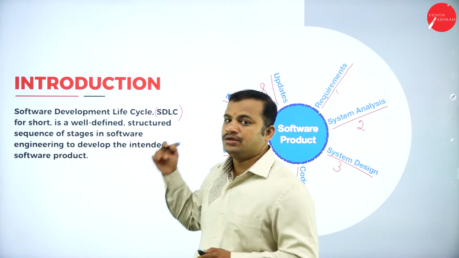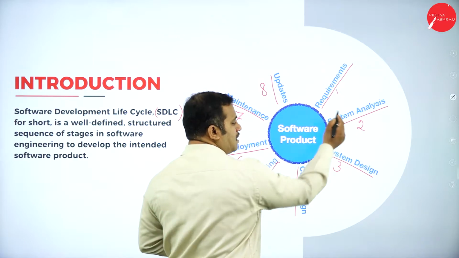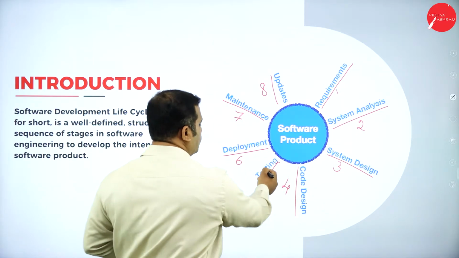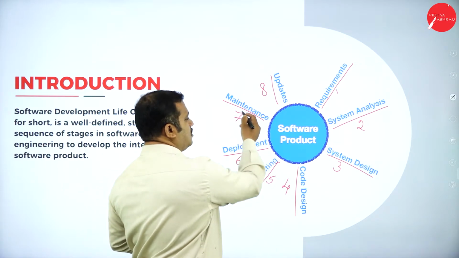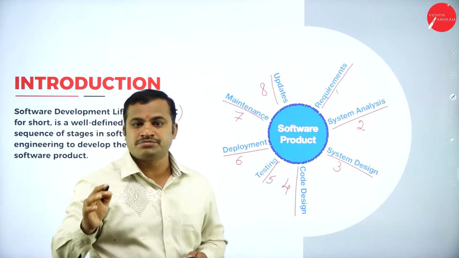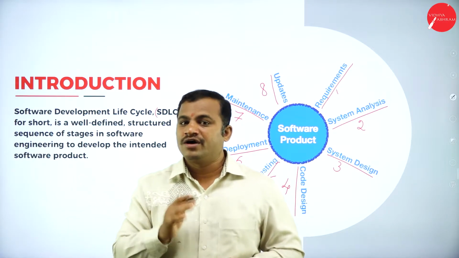That is this one. The first one is requirements, second is system analysis, third is system design, fourth is coding, fifth is testing, sixth is deployment, seventh is maintenance, and eighth is updates. All these must be carried out very safely to meet the requirements of a client.